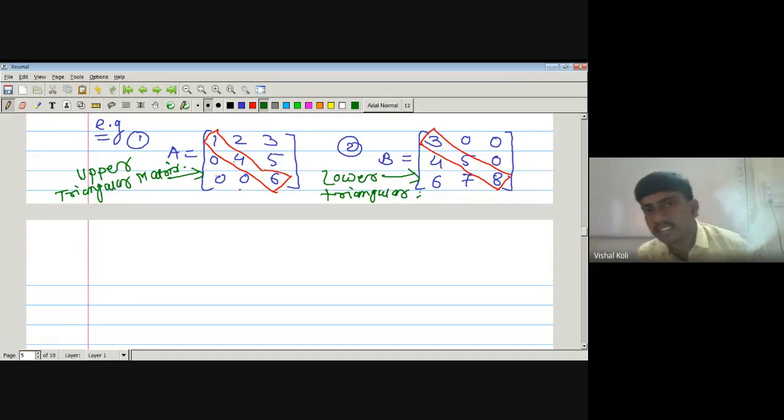So any matrix is said to be an upper triangular matrix if all the elements below the main diagonal line are equal to 0, and there is no restriction on the elements on the diagonal line and the elements above the main diagonal line. That is, these elements may be either 0 or non-zero. But all the elements below the main diagonal must be 0, only then the corresponding matrix will be upper triangular. Similarly, for lower triangular matrices, all the elements above the main diagonal line will be equal to 0 and there is no restriction on the elements of the main diagonal line and below the main diagonal line.